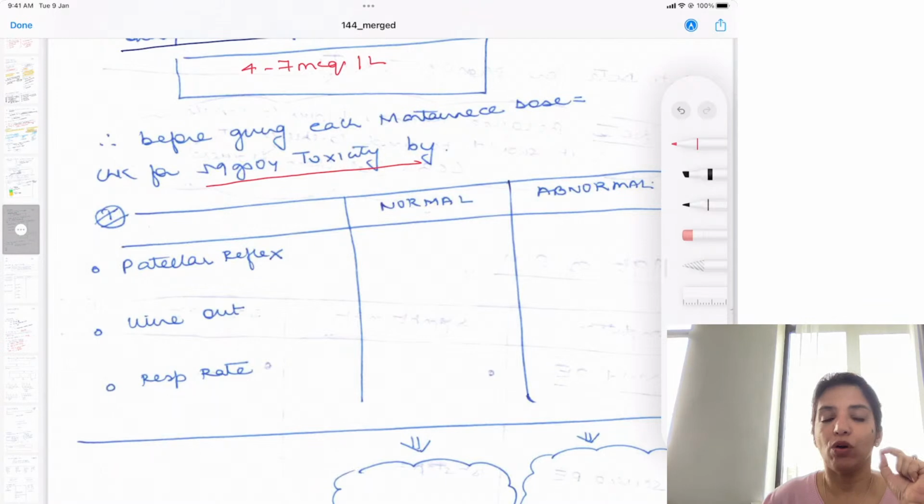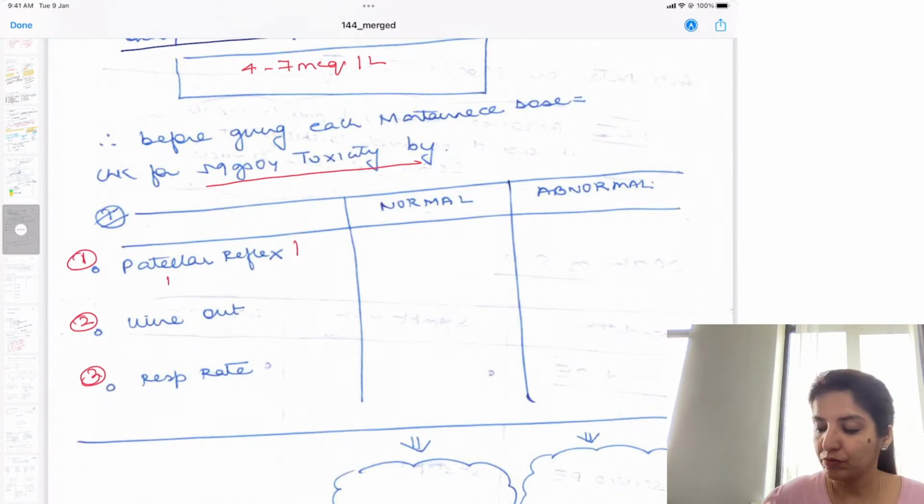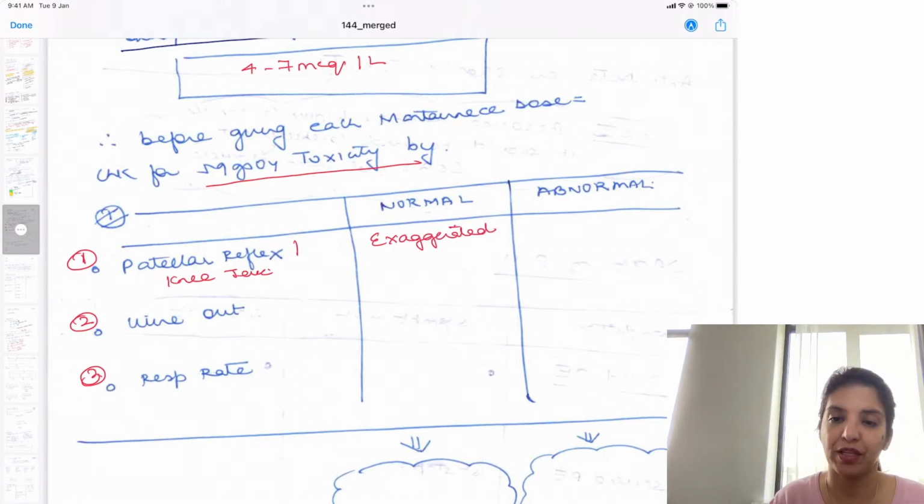Now, before giving maintenance dose, you have to check for magnesium sulfate toxicity, and to check magnesium sulfate toxicity there are 3 ways. Number 1, I am going to check for patellar reflex. Patellar reflex is knee jerk. Normally in a patient of eclampsia, these reflexes are exaggerated. It is abnormal if it is absent.